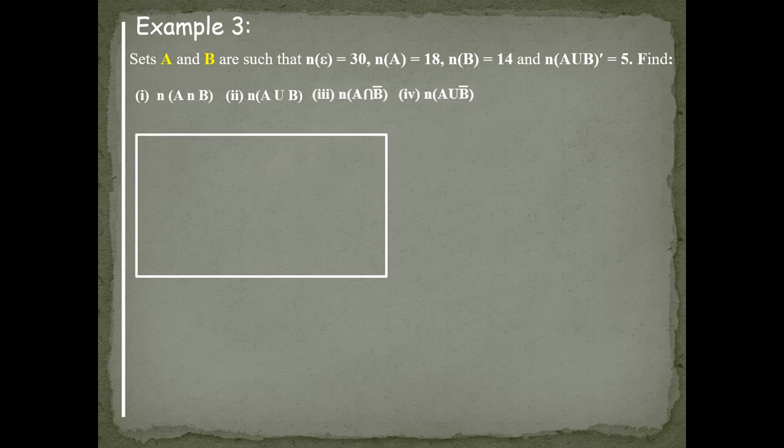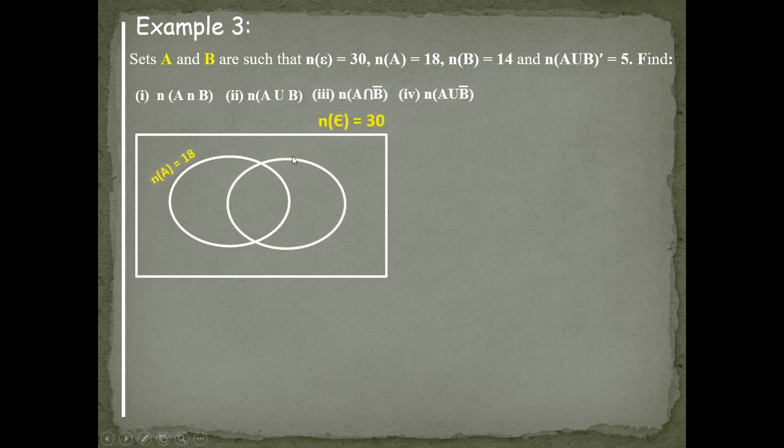We begin by sketching. Now this is the universal set. We start by drawing the universal set. This rectangle is the universal set. We put in the information. That is our set A. It is our set B. Our universal set is 30. A is 18. B is 14.